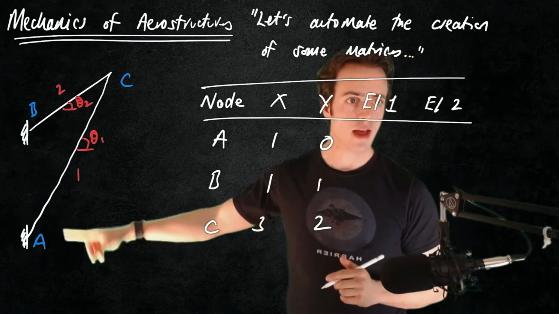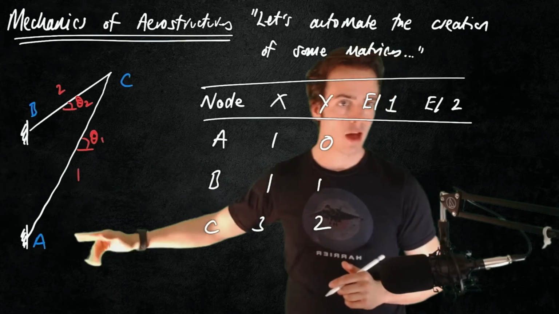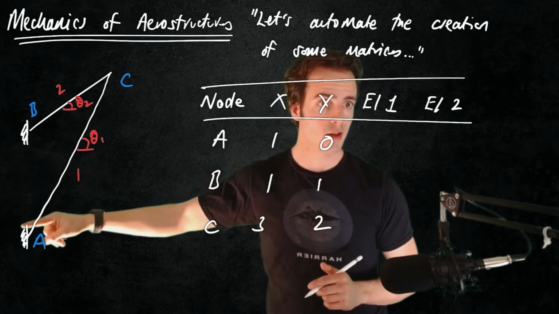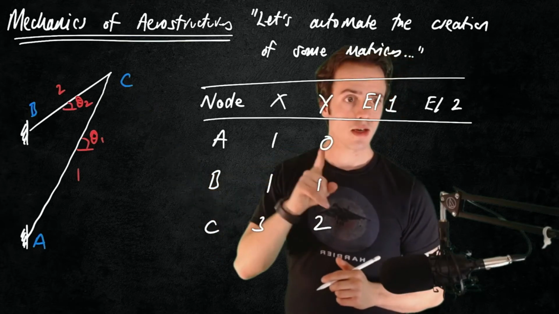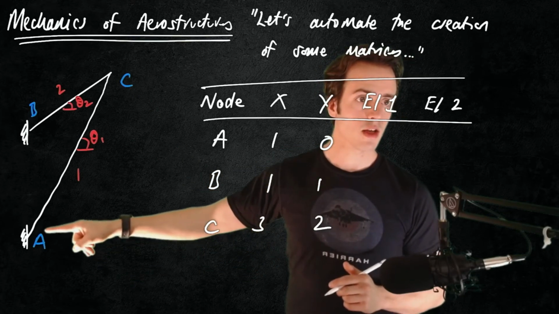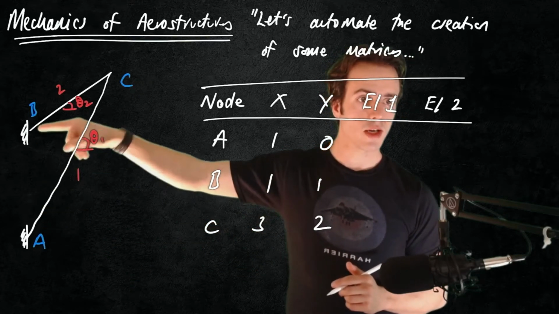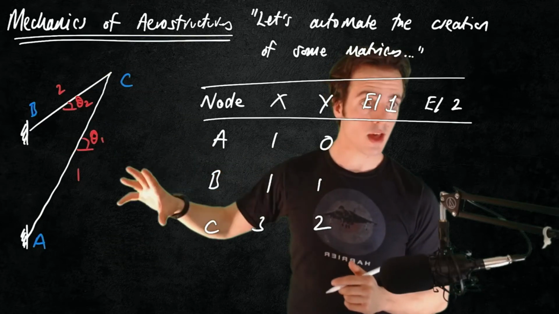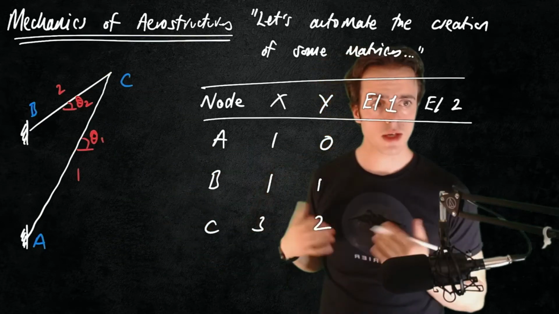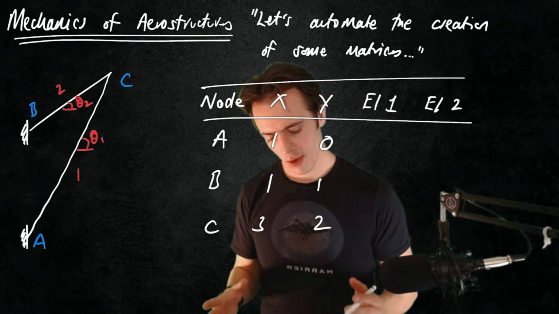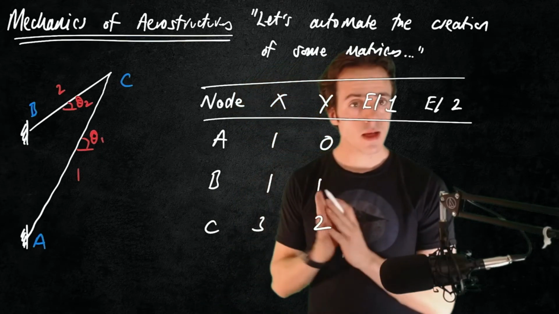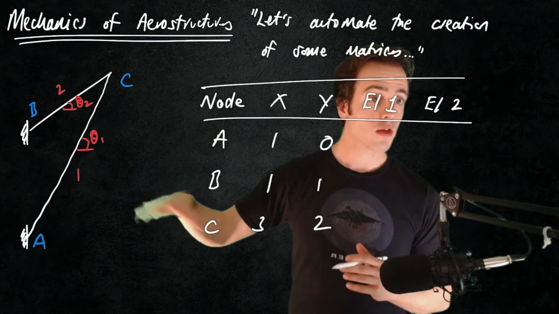So it makes sense that A and B have the same X location because they're the same place horizontally. Node C is to the right, and then node A is the origin in terms of Y. We've got node 1 and we've got node 2. So this is obviously not to scale according to this table that I've drawn, but we're going to use this table. We then have got these second 2 columns that describe elements 1 and 2 and what they connect to.